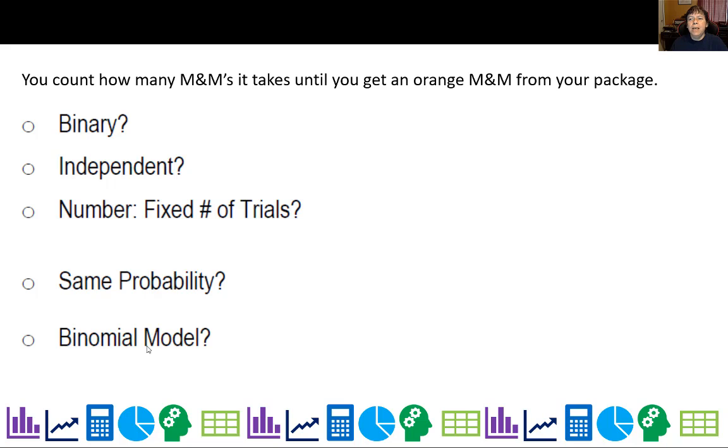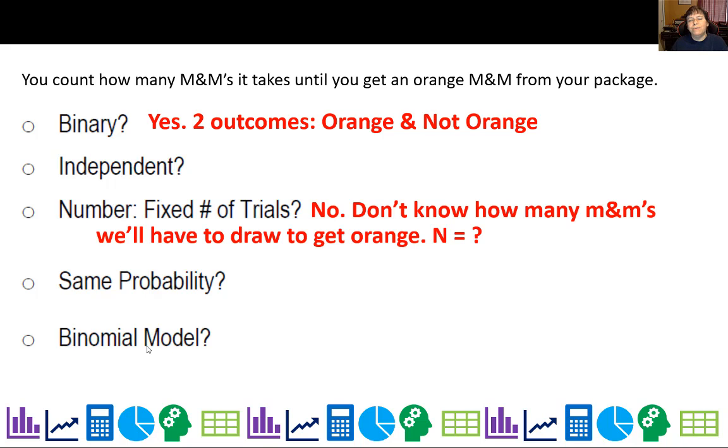Okay. Let's say you decide to count how many M&Ms it takes until you get an orange M&M from your package. All right, is that binary? Yeah, either my M&M is orange or it's not orange. Is it independent? Well, I'll get to that one in a second. Is it a fixed number of trials? No, we don't know how many M&Ms we'll have to draw to get an orange. So here's the problem that we have right here.